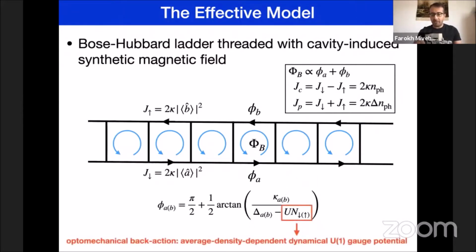But the most remarkable point is that the phase of the magnetic flux, which is proportional to phi A plus phi B, is affected by the optomechanical back action, which is a function of the average density, basically proportional to the average density of the particles. So this basically results in an average density-dependent dynamical U(1) gauge potential, and it has very significant consequences, as I will show in the next slides.